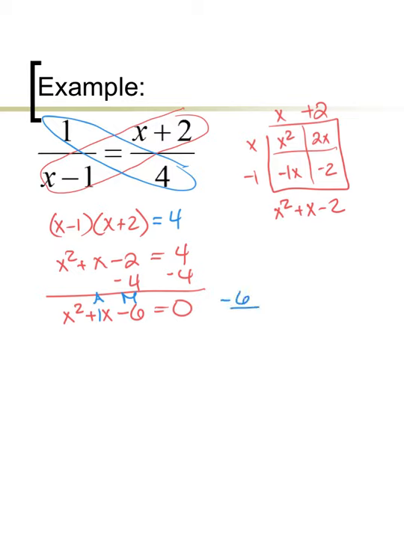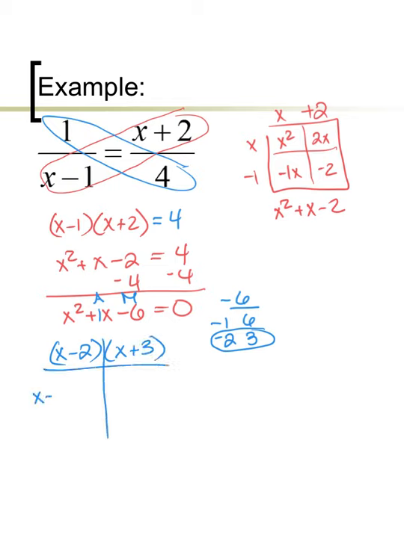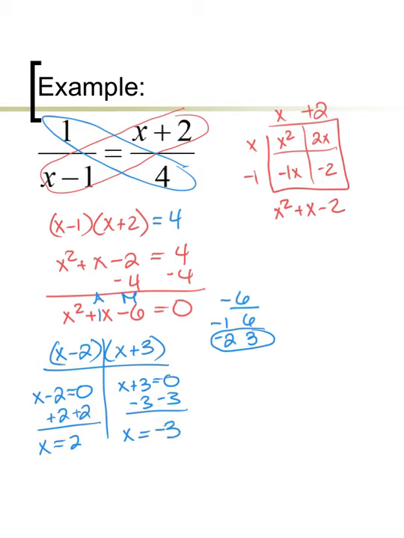So factors of negative 6 that add to 1, I know I have 1 and 6, 2 and 3. Since that's negative, one of these has to be negative. This is the pair that gives me 1. So x minus 2, x plus 3. We're going to t-chart it and solve both of them. So here I get x equals 2. And here, if I finish, I get x equals negative 3.